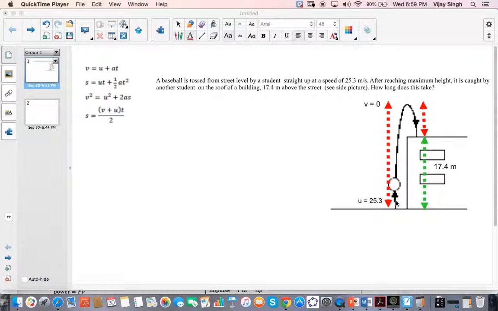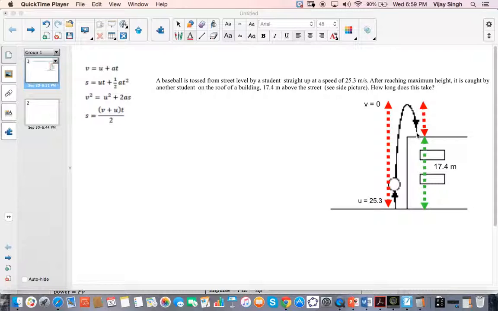So this is the point from where the baseball is tossed up, and the initial velocity you see is 25.3 meters per second. After reaching the maximum height, the baseball falls back, and then it is caught by another student on the roof of a building. The building is 17.4 meters tall, and the student standing here catches the ball. So the question they're asking is, how long does it take for this student to catch the ball?